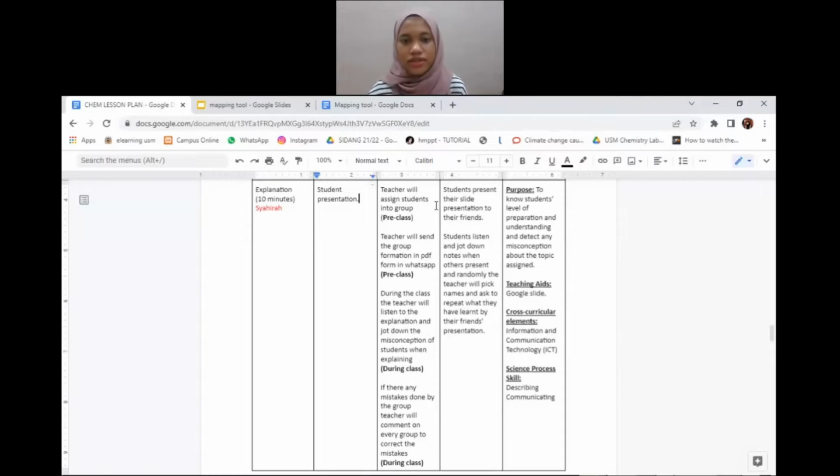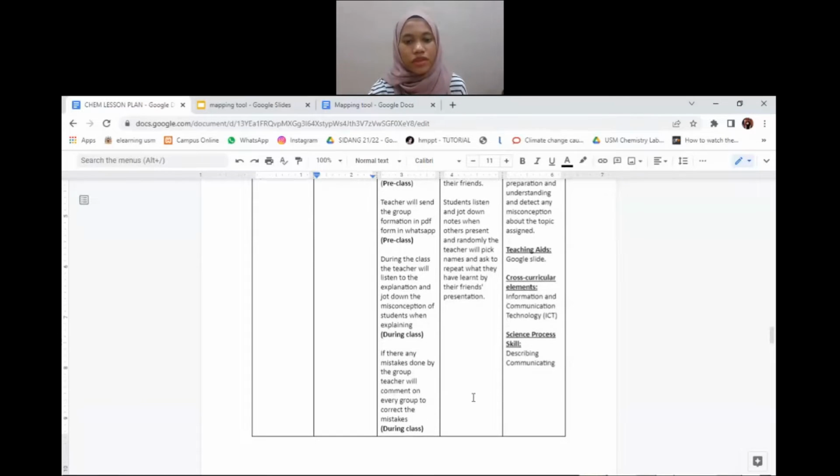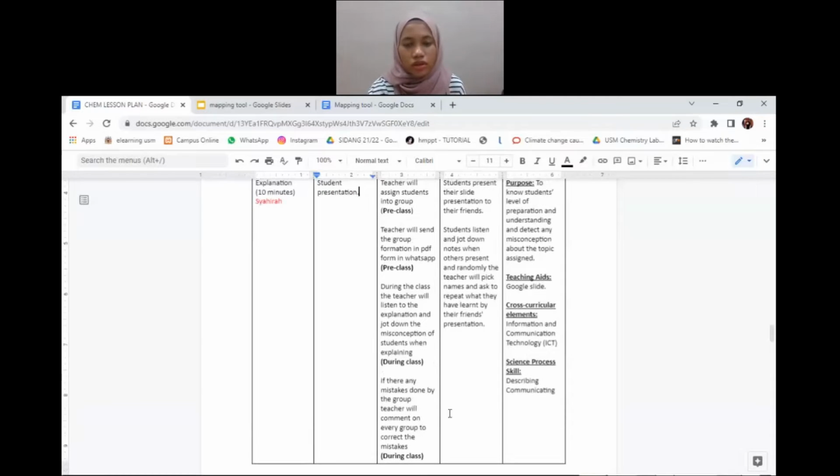And during the class, the teacher will listen to the explanation and jot down the misconceptions of students when explaining. During class, students will present their slide presentation to their friends. While the friends are presenting, students will listen and jot down notes. Randomly, the teacher will pick names and ask them to repeat what they have learned or understood from their friend's presentation. If there is any mistake made by the group, the teacher will comment on every group to correct the mistake. This is all during class.